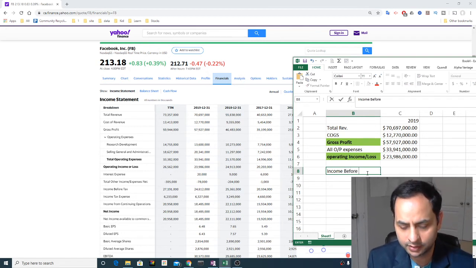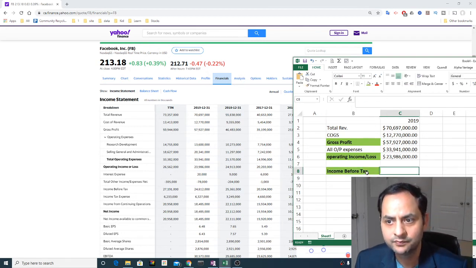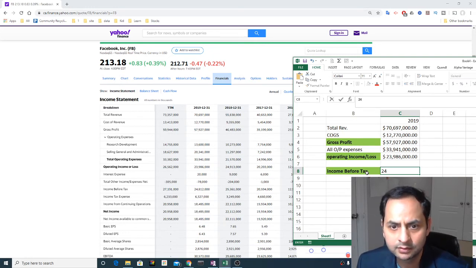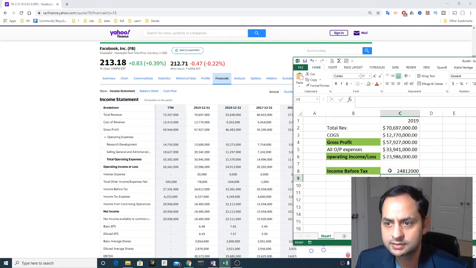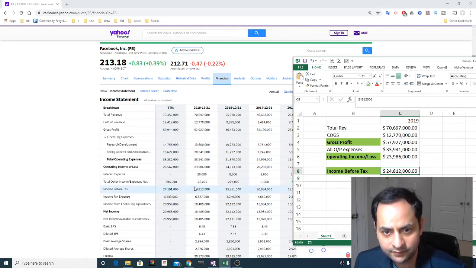This is another important thing: how much income they are able to generate before tax. So, 24,812. Okay, this is another important point. How much income without taxes? This means if they don't have tax, how much income is the company generating, right?